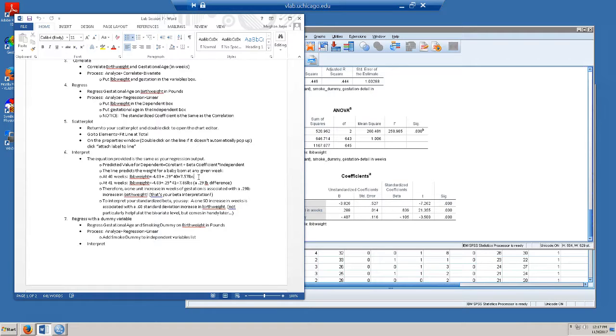Of course, there's going to be a distribution for everybody who had their baby at 40 weeks that's not equal to 7.57 pounds. So this is just the predicted weight. It's the predicted mean weight, so it's for all of those people.